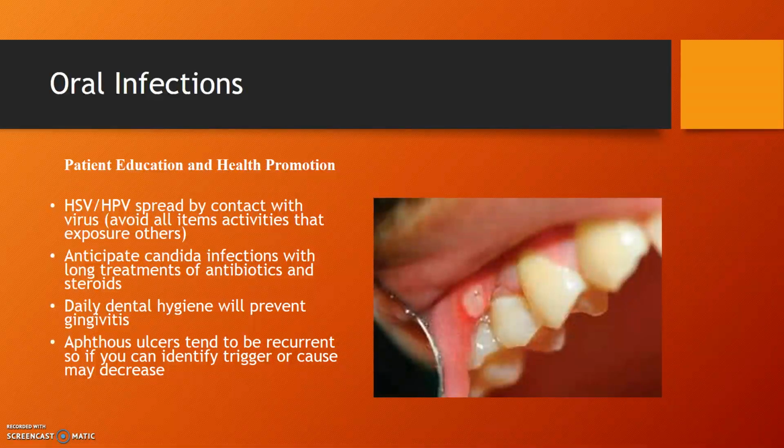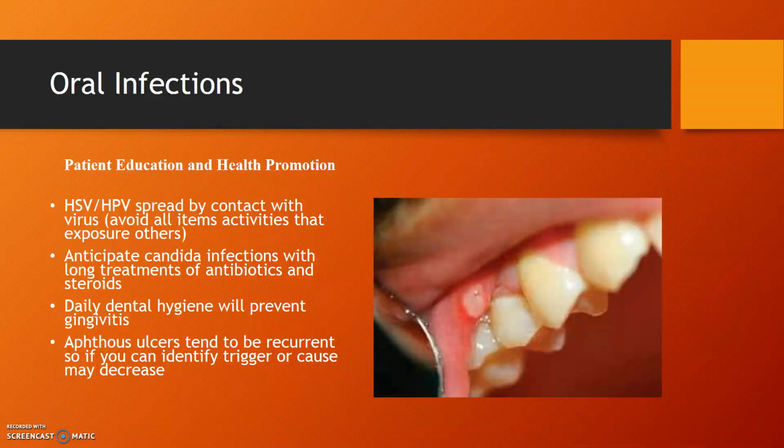Patient education and health promotion: a lot of this has to do with transmission and prevention, and then intervening and managing correctly. HSV and HPV are spread by contact with the virus, from kissing to sharing drinks and lip gloss, so avoid all activities that expose others. Also, HPV we know is spread by oral sex. So it's important to know if a sexual partner has a history of HPV, because the implication at its worst is oral malignancy.